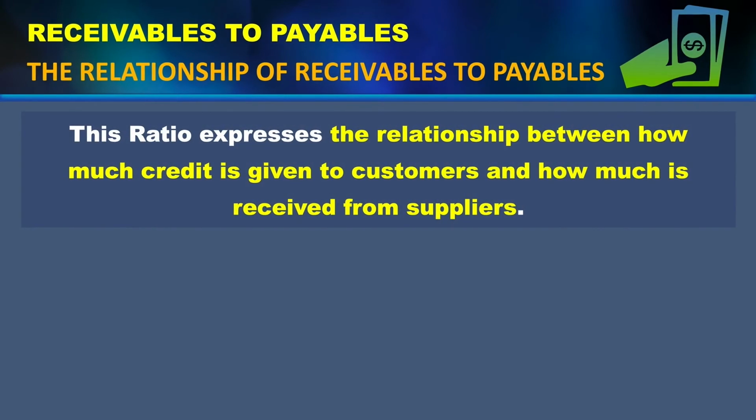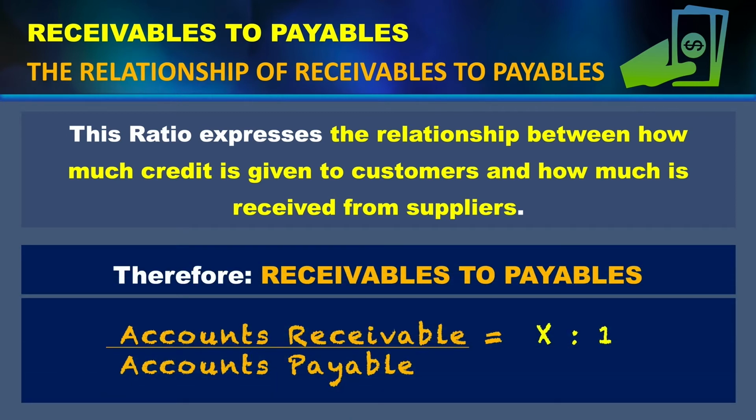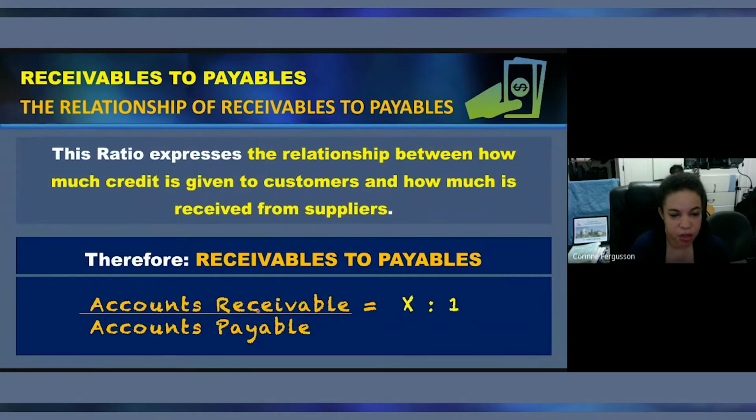So this ratio expresses the relationship between how much credit is given to customers and how much is received from suppliers. Basically the ratio is in the name. Receivables to payables, so it's just accounts receivable over accounts payable. And whatever answer you get, you just add colon 1. So once again, receivables to payables, you just find your accounts receivable over your accounts payable, and the answer you get, add colon 1.